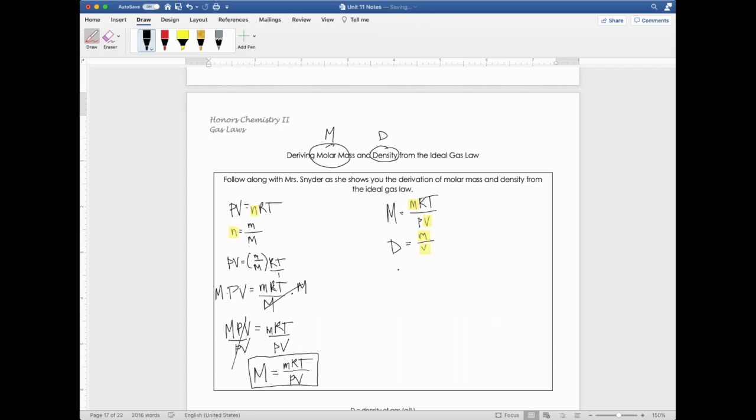So what we can do first to make this a little bit easier, let's isolate this out here. So the molar mass of a gas is equal to M divided by V, so there's density, times RT over P. Let's just go ahead and plug density in for that. So molar mass of a gas is equal to the density of that gas times RT over P. Again, we want to solve for density. So we're going to isolate density on one side.